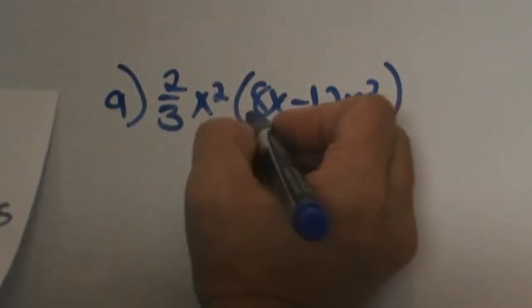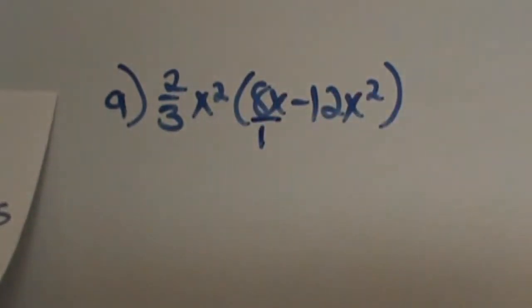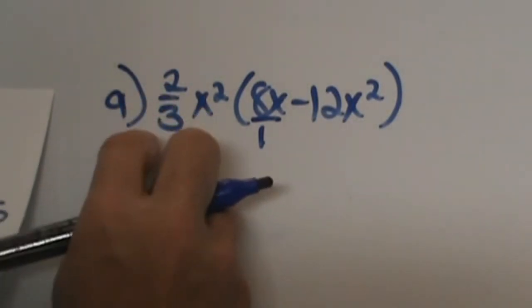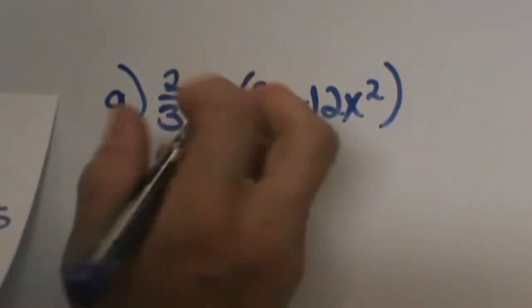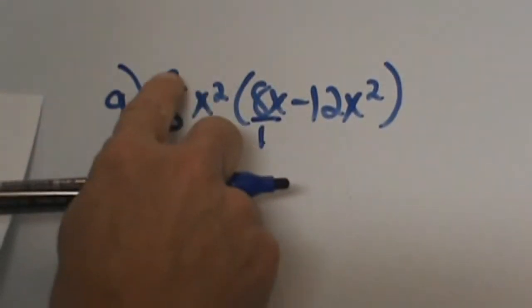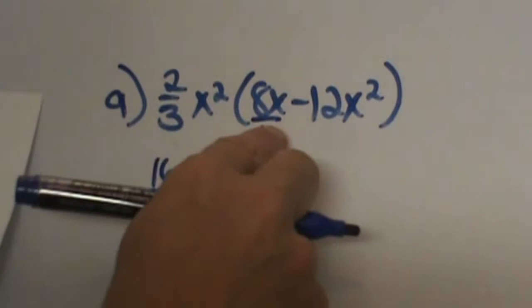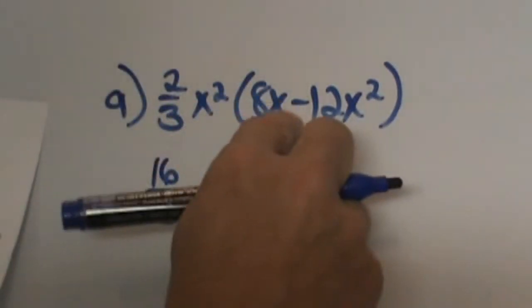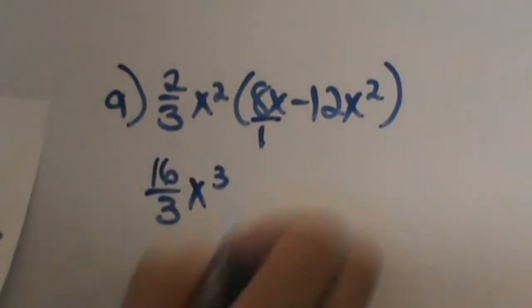But let's look at the fraction. When you multiply by a fraction, stick a 1 under your whole number. Okay? So we're going to have 2 thirds times 8 over 1. That's going to give me 16 thirds. Because, right, 2 times 8 is 16, 3 times 1 is 3. You just multiply the top and the bottom. And then x squared times x gives me x cubed.